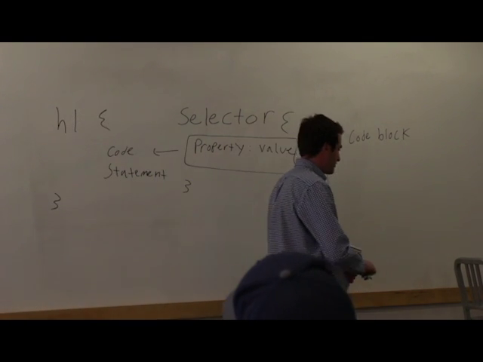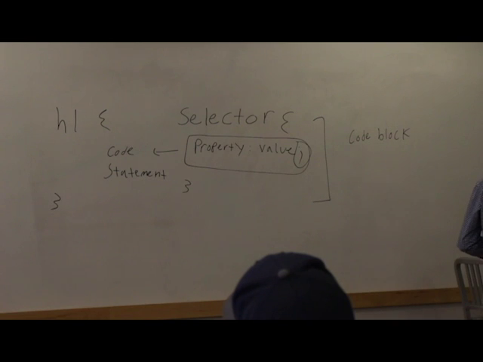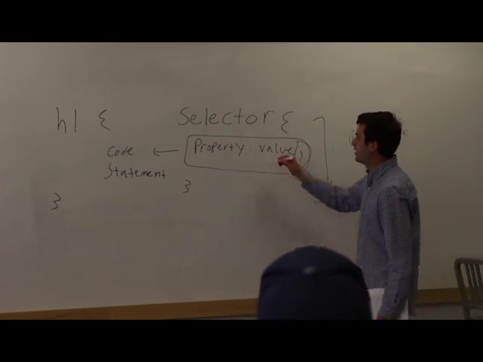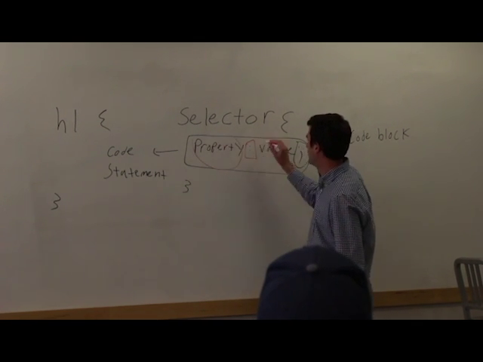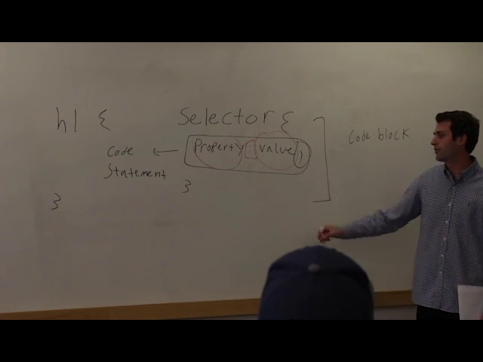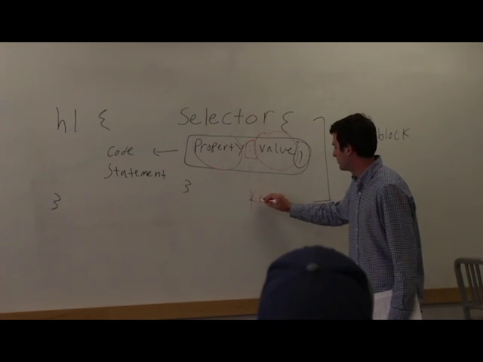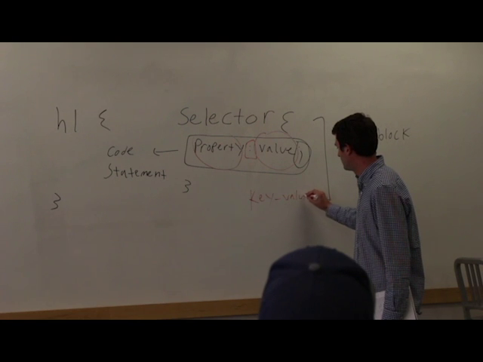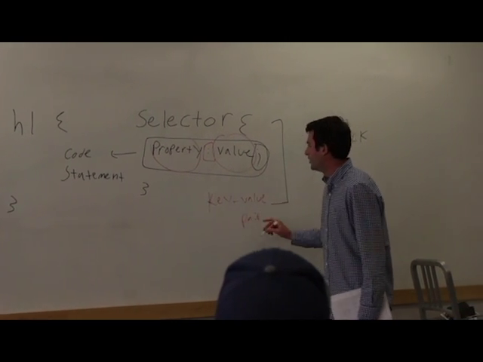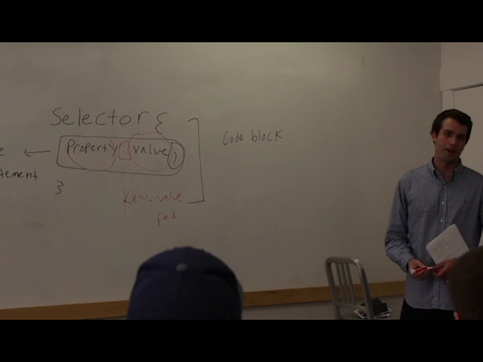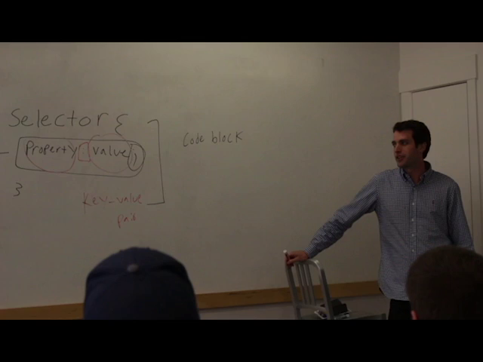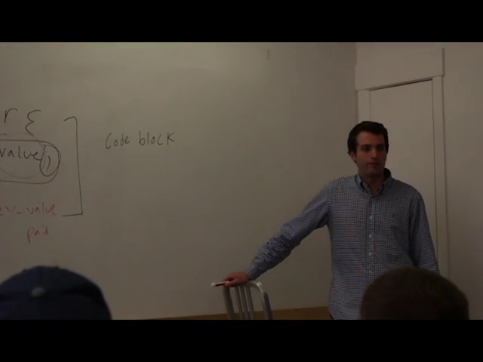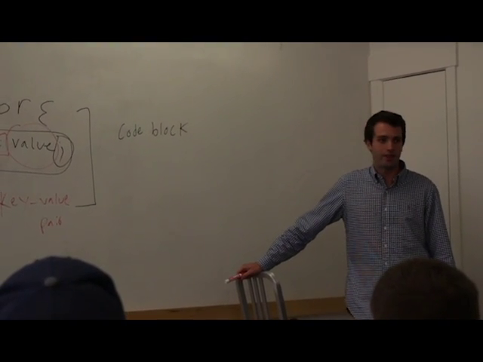And another thing you will see, I'll use a different color here. This colon here, and this property and value, this is called a key value pair. And you will see this again in JavaScript. So right now it might be a little bit of a mystery, but when we hit JavaScript objects, you'll see these same themes pop up.